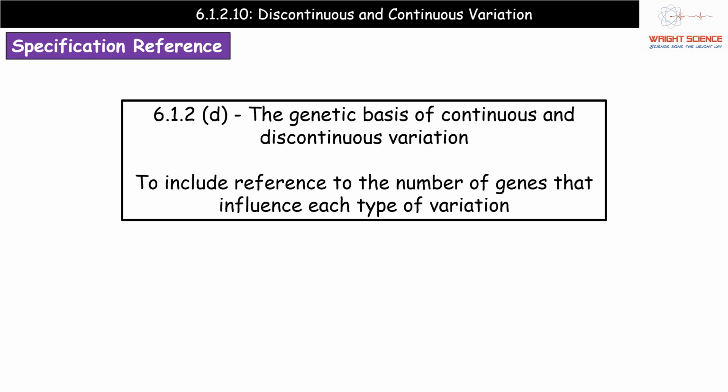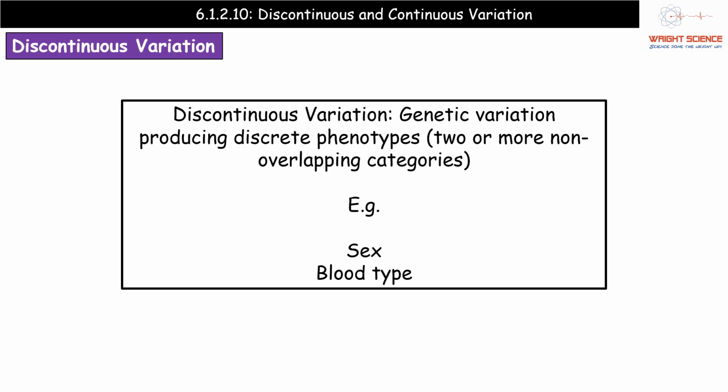This continues our Module 6 Part 2 series of videos looking at those patterns of inheritance, and in this video we'll be having a look at the specification reference 6.1.2d, the genetic basis of continuous and discontinuous variation. And you can see that you should have reference to the number of genes that influence each type of variation. It's one of the more common multiple choice questions they like to ask you about this topic.